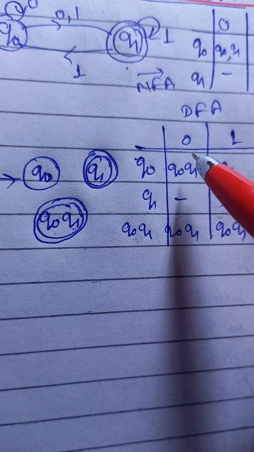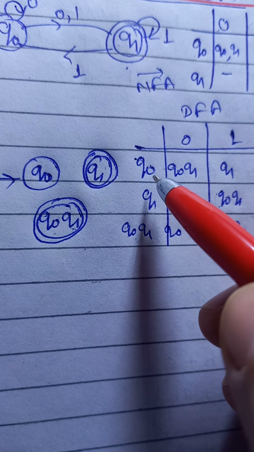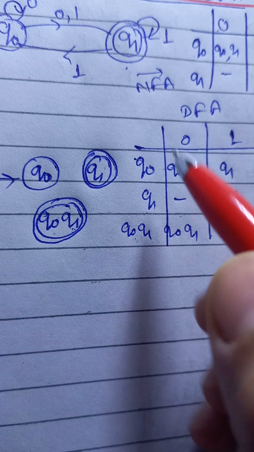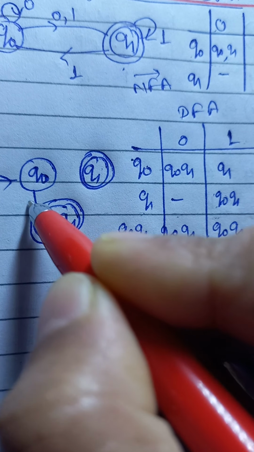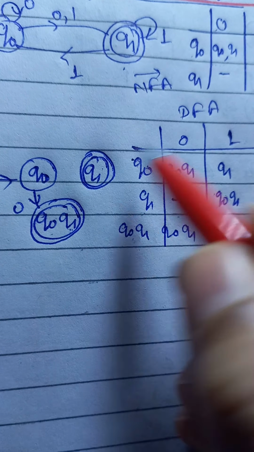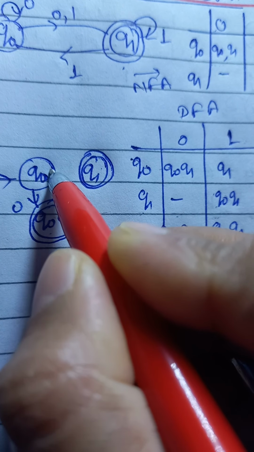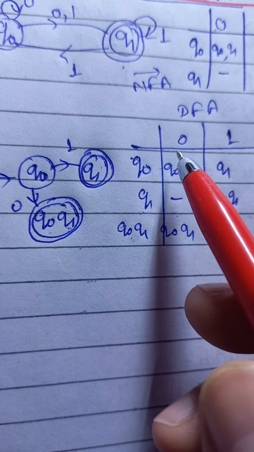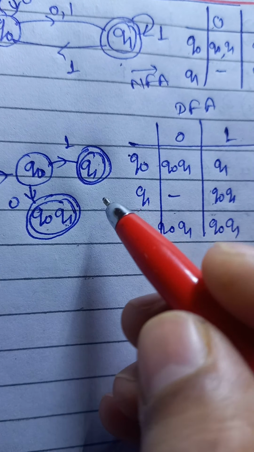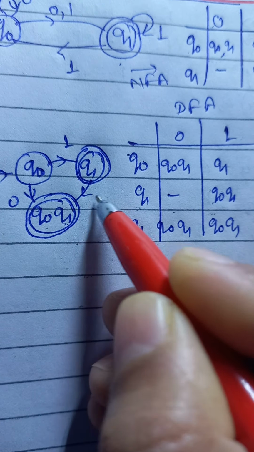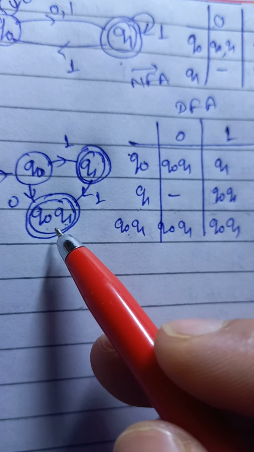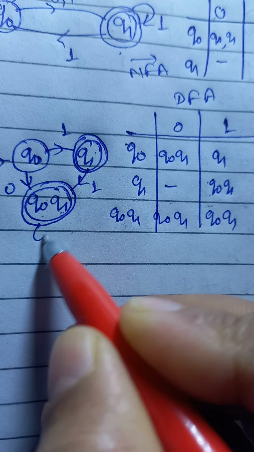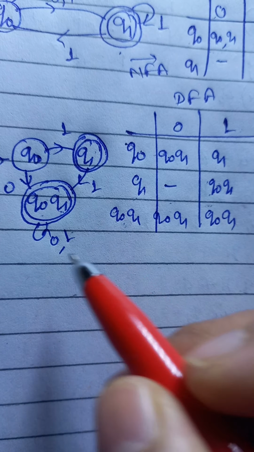So now we can make the transitions. From Q0 on 0, it is heading to Q0 Q1, and from Q0 on 1 to Q1. From Q1 there is no transition for 0, and for 1 there is a transition. From Q0 Q1 both transitions go to Q0 Q1, so we will make a loop of 0, 1.